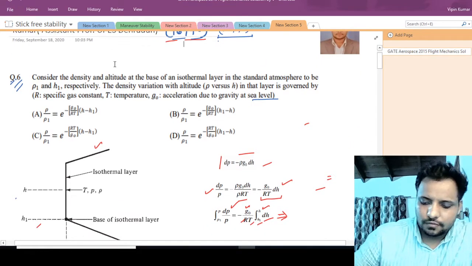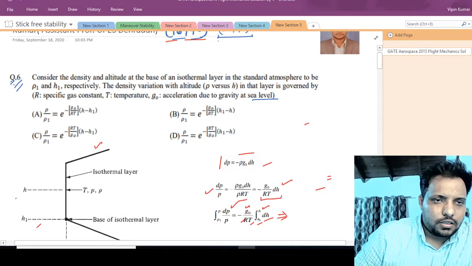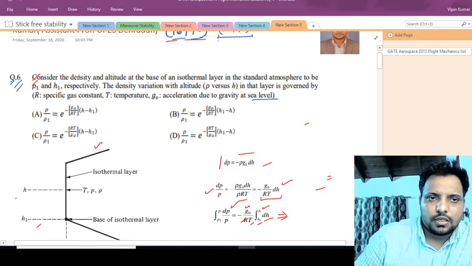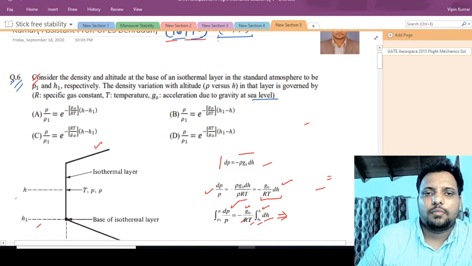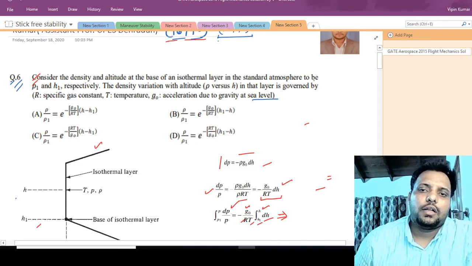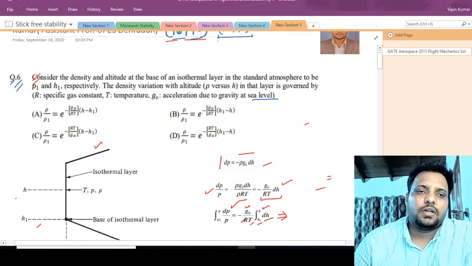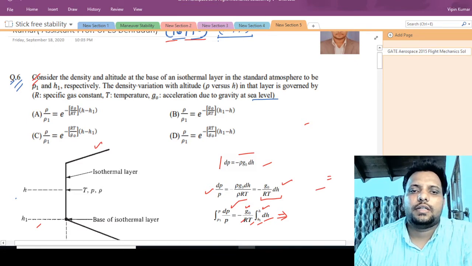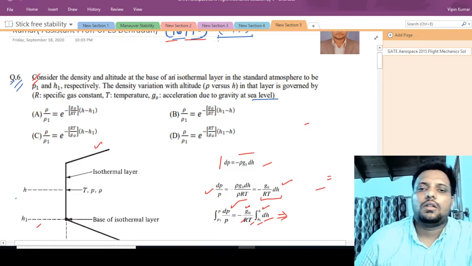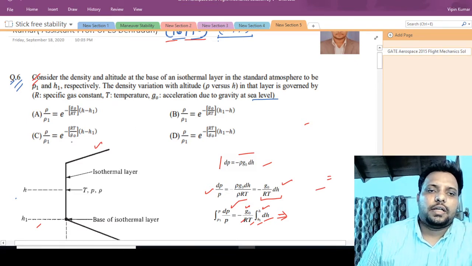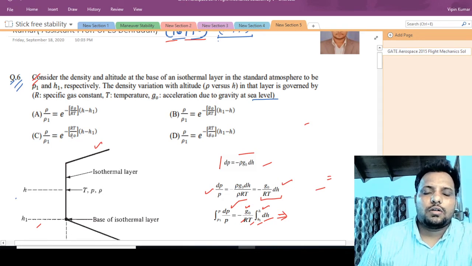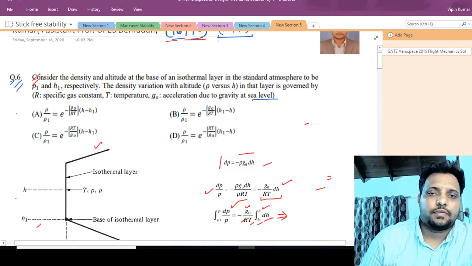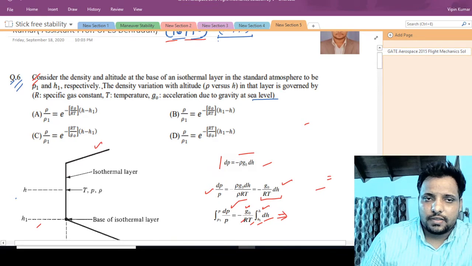So here is the question number 6. Consider the density and altitude at the base of an isothermal layer in a standard atmosphere to be rho 1 and h 1 respectively. The density variation with altitude in that layer is governed by R, T and g naught. What will be the variation? So density variation with altitude.